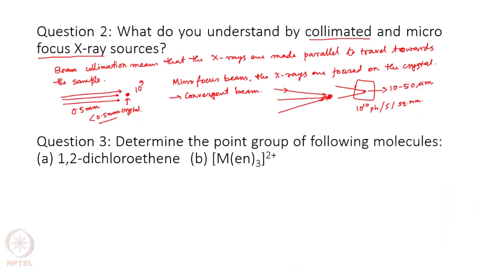The next question which was given is based on your previous knowledge of point groups and symmetry elements. So, what we need to see here, we need to draw these molecules and try to find out the symmetries that are present in that. So, this is 1,2-dichloroethene. As you know, this has two different isomers. This is the cis form and this is the trans form.